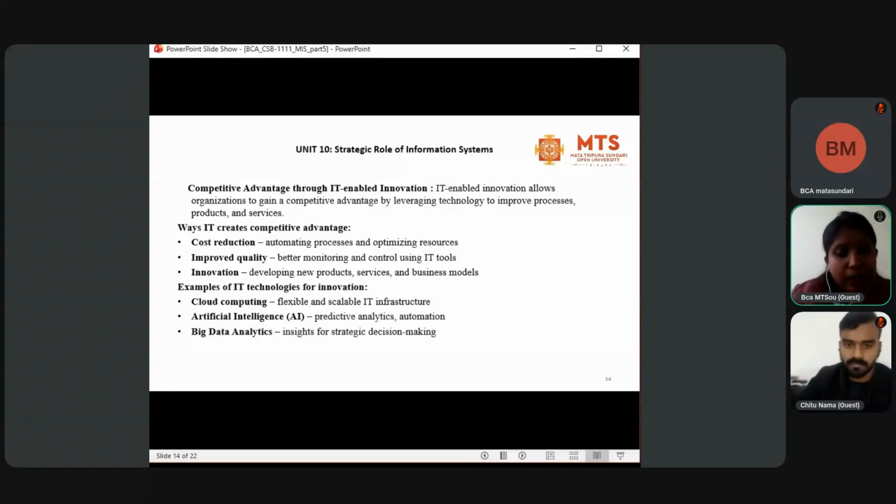Some examples of IT technologies for innovation are, first, cloud computing, that is, flexible and scalable IT infrastructure, and artificial intelligence, that is, predictive analytics and automation, and big data analytics, that is, insight for strategic decision making. So these are some examples of these IT technologies.